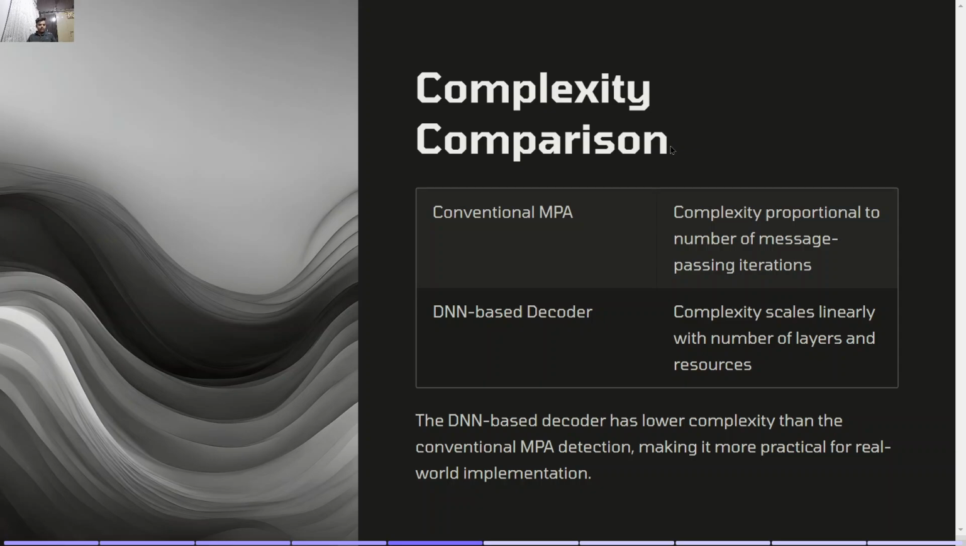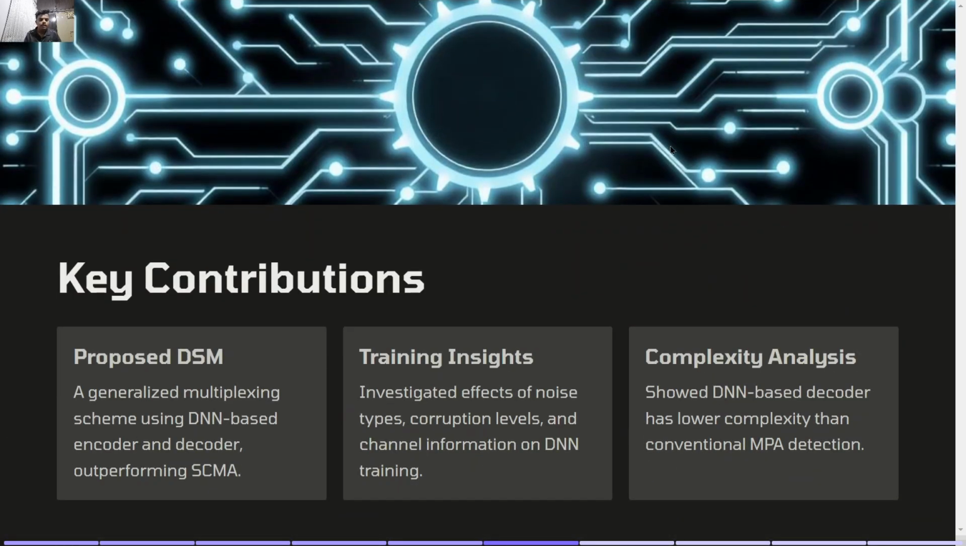Deep spread multiplexing enhances communication efficiency by combining spread spectrum and multiplexing techniques. Key contributions. Proposed DSM, a generalized multiplexing scheme using DNN-based encoder and decoder outperforming SCMA. Training insights. Investigated effects of noise types, corruption levels and channel information on DNN training. Complexity analysis. Showed DNN-based decoder has lower complexity than conventional MPA detection.